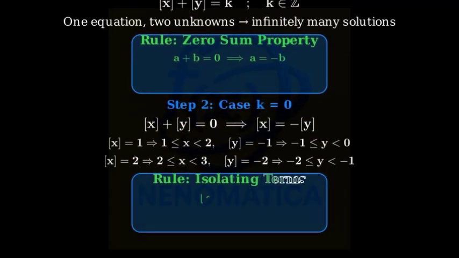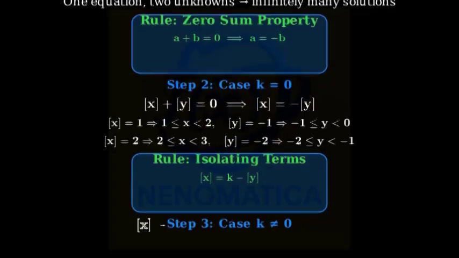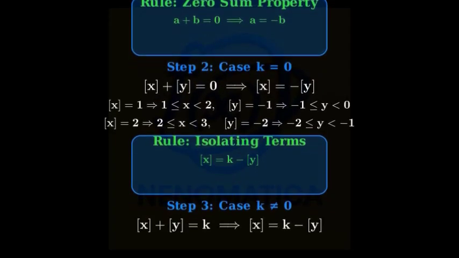Step 3. Case 2, k not equal to 0. Isolate floor x. Floor x equals k minus floor y. Picking any integer value for floor y produces a matching integer for floor x, and thus an interval for x.